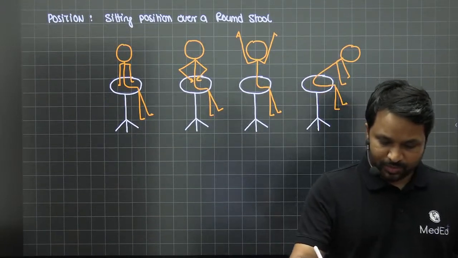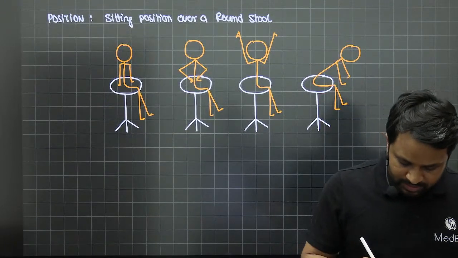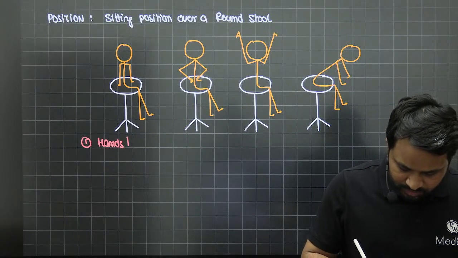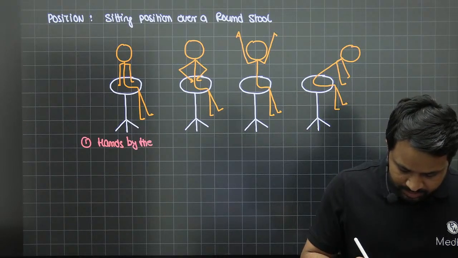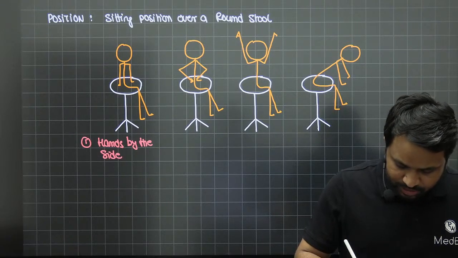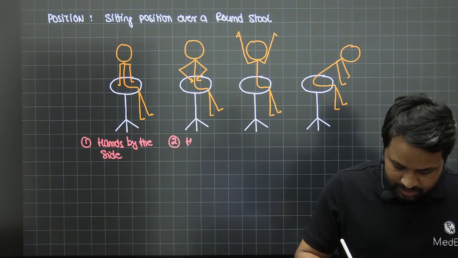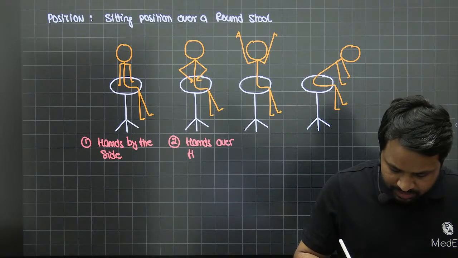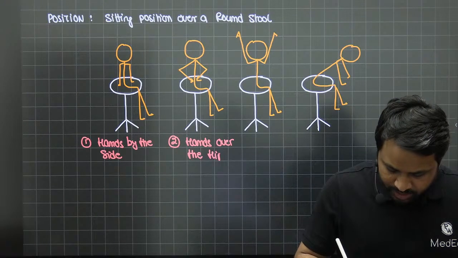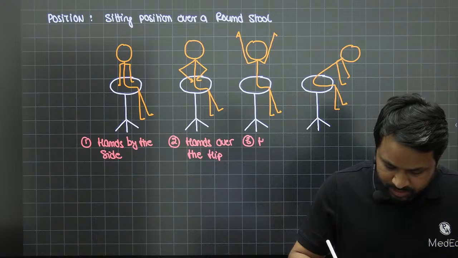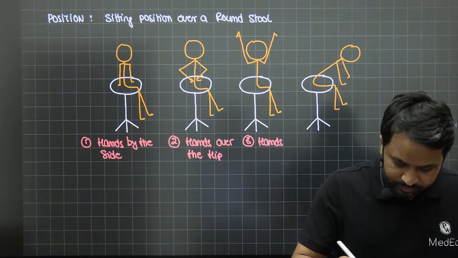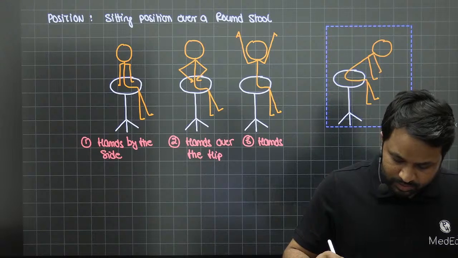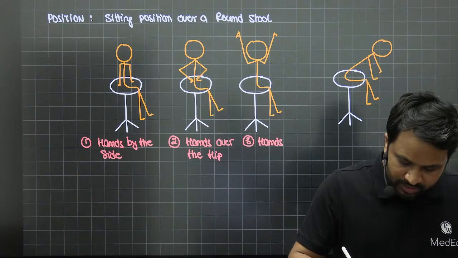So the first position that you have seen is hands by the side. The second position in which you would examine is hands over the hip. The third position in which you are going to examine is going to be the hands above the head.